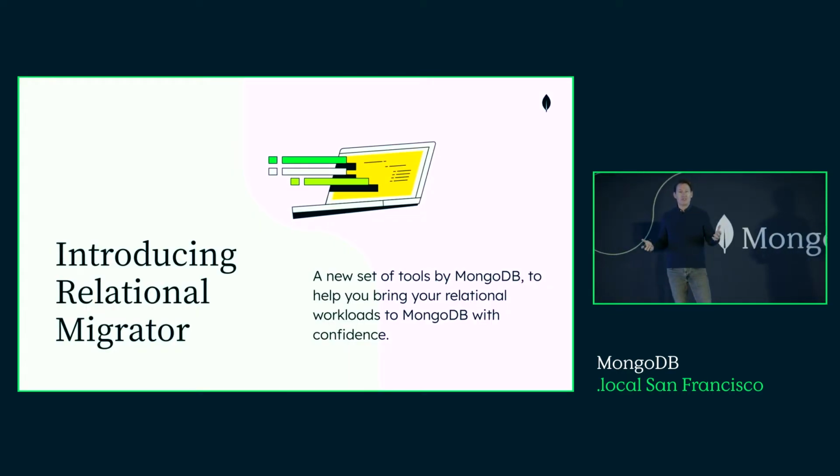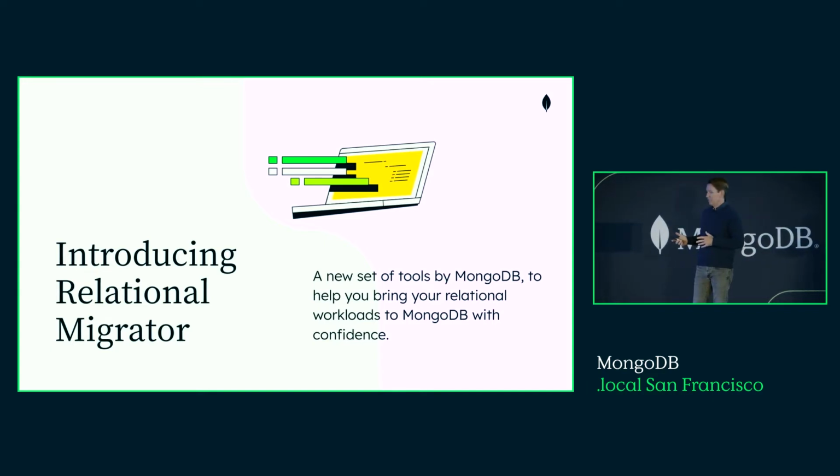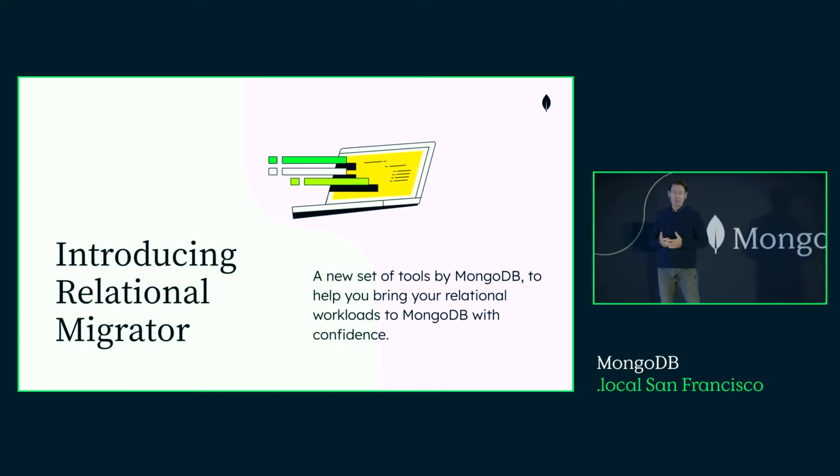So introducing Relational Migrator. It's the brand new self-built MongoDB tool that's going to help customers migrate workloads from relational databases to MongoDB. It allows users to analyze their relational schemas, make decisions on how those schemas should be best presented in the MongoDB schema by denormalizing or consolidating tables, and then synchronizing and transforming that data between relational database and MongoDB.